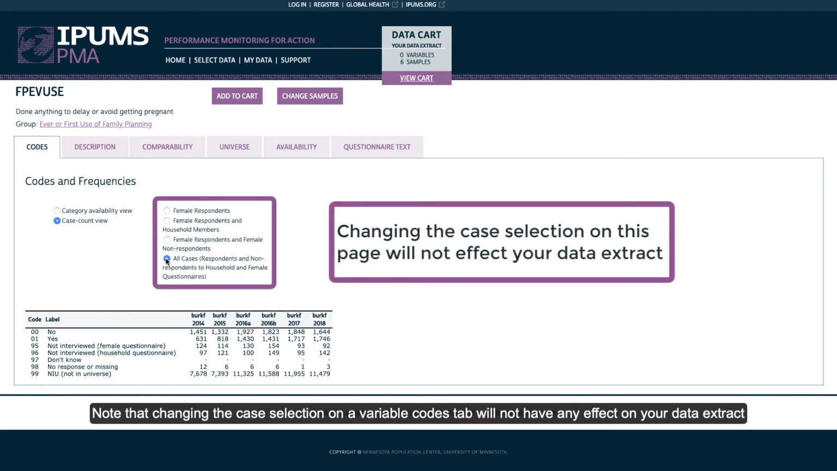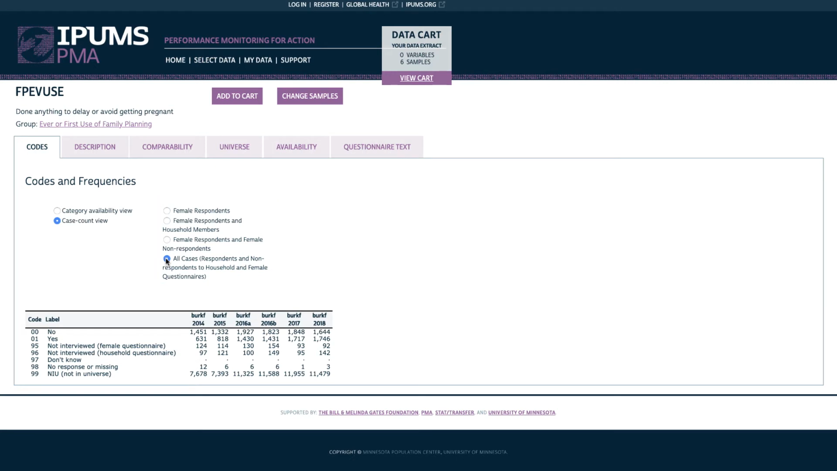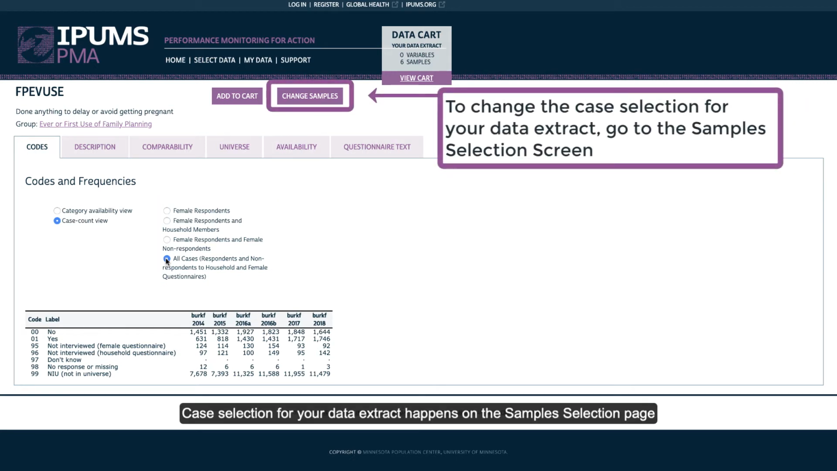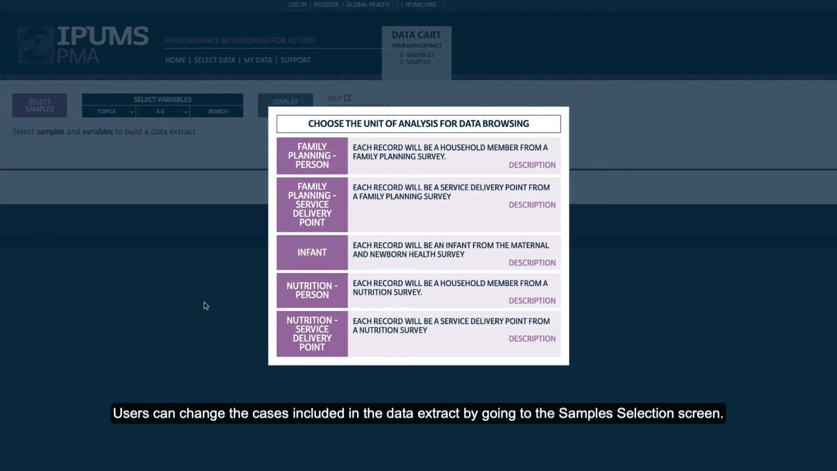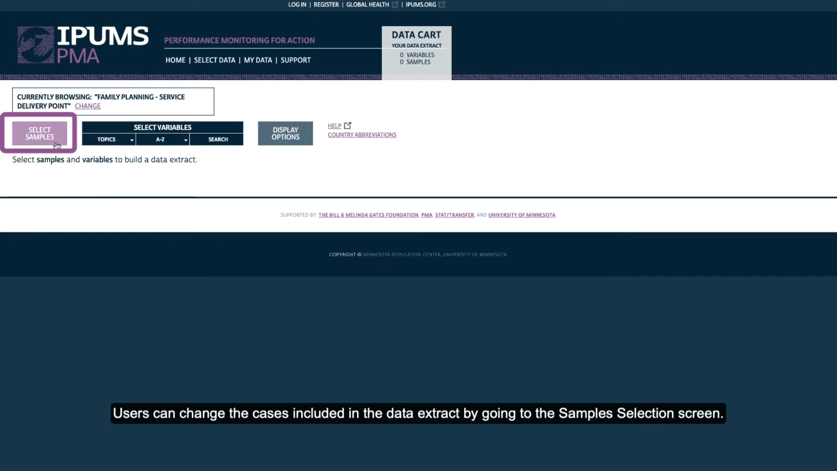Note that changing the case selection on a variable codes tab will not have any effect on your data extract. Case selection for your data extract happens on the sample selection page. Users can change the cases included in the data extract by going to the sample selection screen.